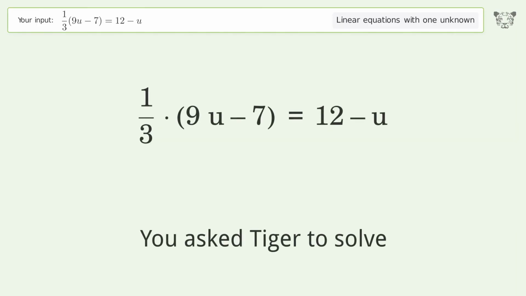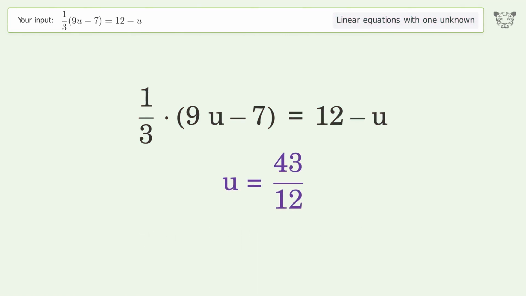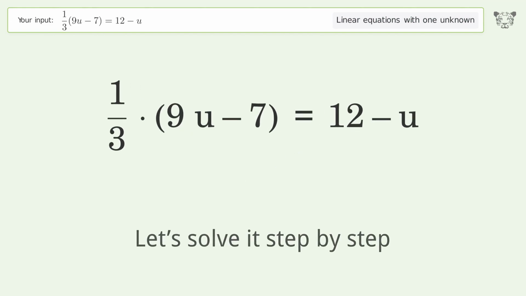You ask Tiger to solve this. This deals with linear equations with one unknown. The final result is u equals 43/12. Let's solve it step by step.